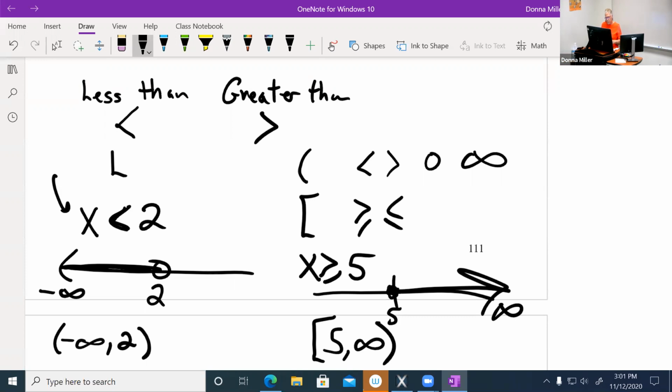Now, there are 2 other types of inequalities you might see, which aren't too bad. This one is, I think, the easier one of the 2.